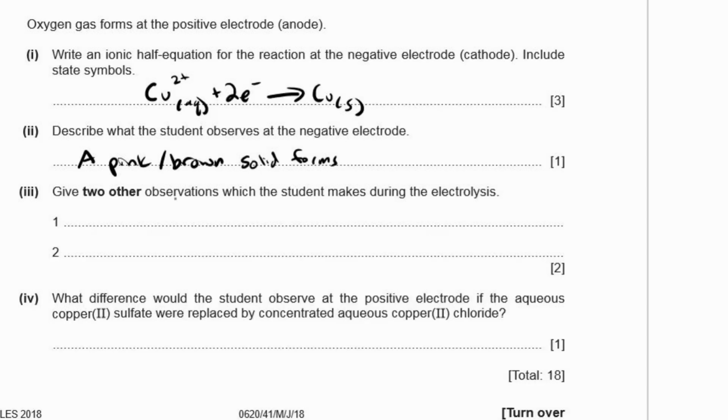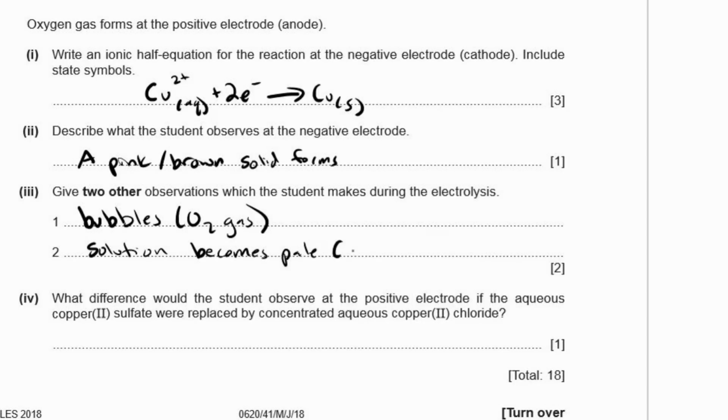But here they want 2 other observations which the student makes during the electrolysis. Okay, first of all, the student will see bubbles of oxygen gas. The bubbles of oxygen gas will form at the anode. And the other thing that they see is that the solution becomes paler. The blue color disappears, as the copper ions are used up.